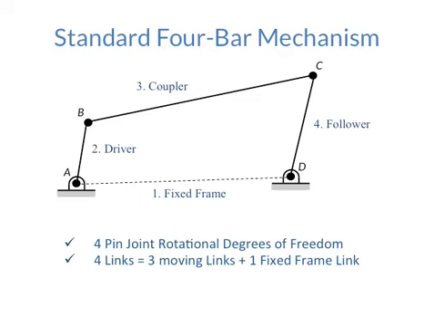Standard 4-bar mechanism. Input driver link 2 rotates about pivot A. Coupler link 3 is in general motion, both rotation and translation. Follower link 4 rotates about pivot D. There are 4 pin joints with rotational degrees of freedom. 4 links equals 3 moving links plus 1 fixed frame link.